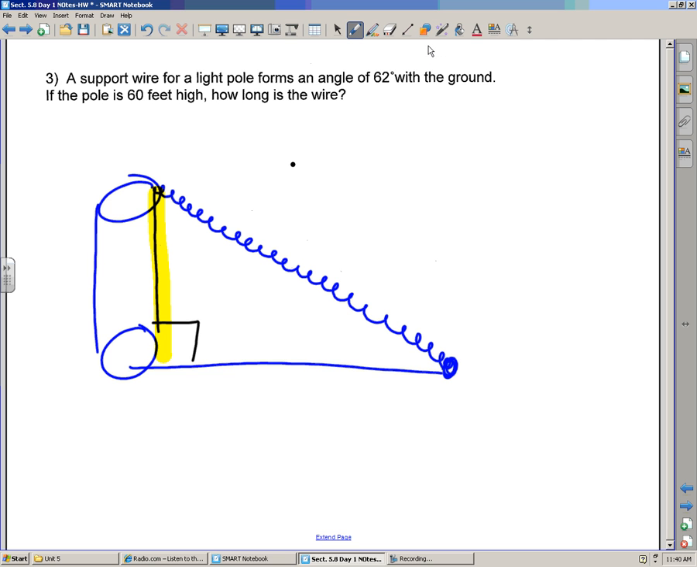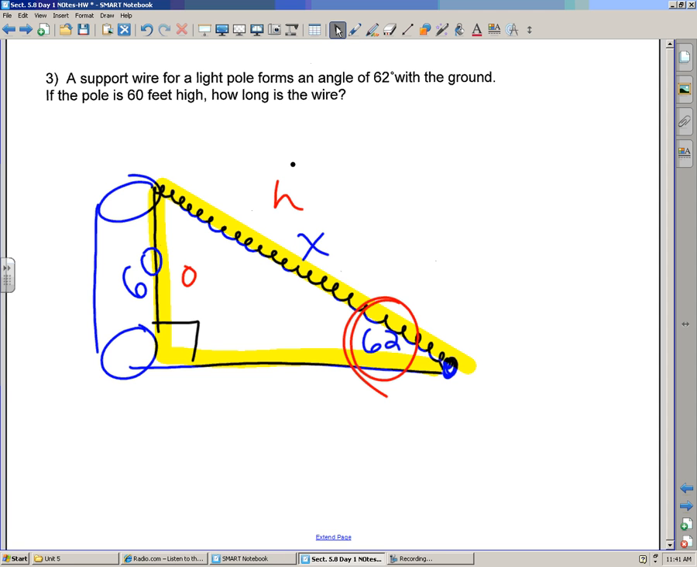Okay, so the right triangle is the one right here. We talk about the angle of 62 degrees with the ground and the wire. So that means 62 degrees is down over here. The pole is 60 feet high. So that's that. How long is the wire? Well, that's going to be this piece. So here's your angle measure. 60 is opposite. x happens to be your hypotenuse. So it turns out to be a sine problem. Sine 62 equals 60 over x.